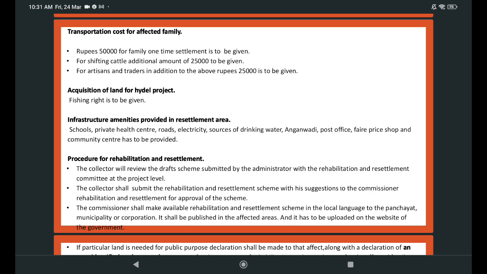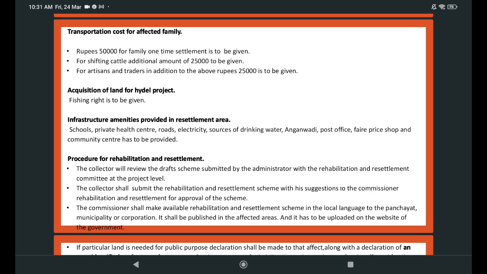Acquisition of land for irrigation projects. Fishing right is to be given to the affected people. Infrastructure amenities should be provided in the resettlement area: schools, private health care, health center, roads, electricity, sources of drinking water, Anganwadi, post office, fair price shop and community center have to be provided.